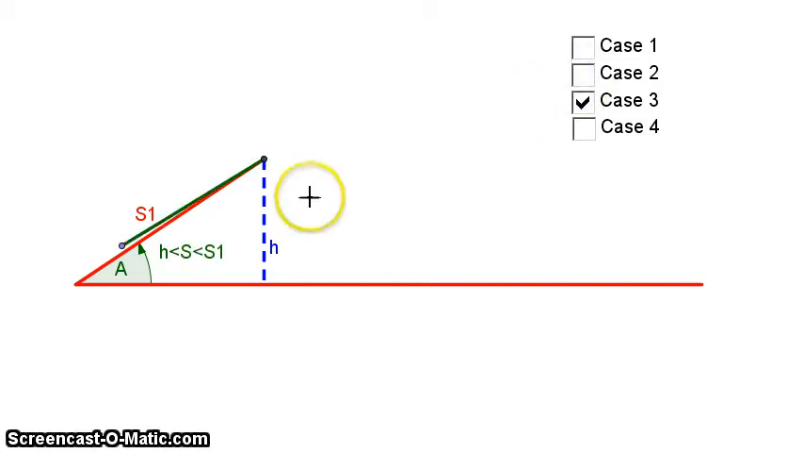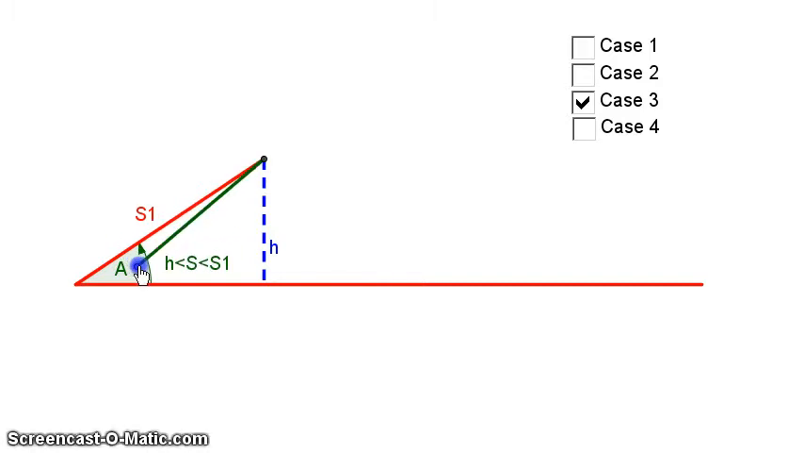In the third case, I have the first side that's given in the green is longer than the height, but it's also shorter than the other side, the second side that I'm given. So you notice that it's longer than the height, shorter than this side. Okay, so the length of the first side, S, that I'm given is in between the length of the height and the second side. So what does this do? Well, this is actually what is called the ambiguous case.